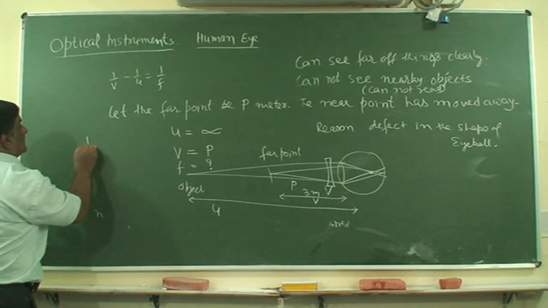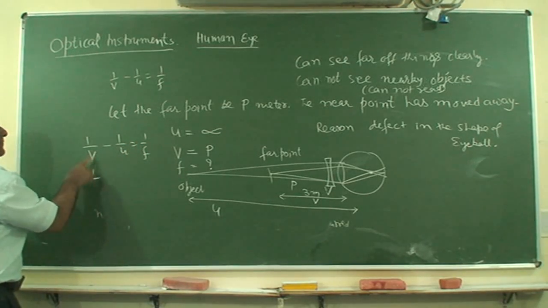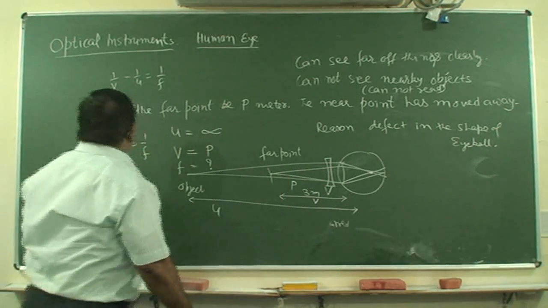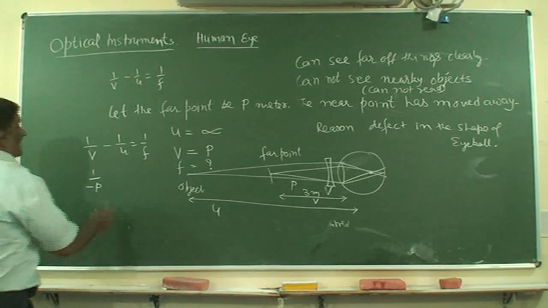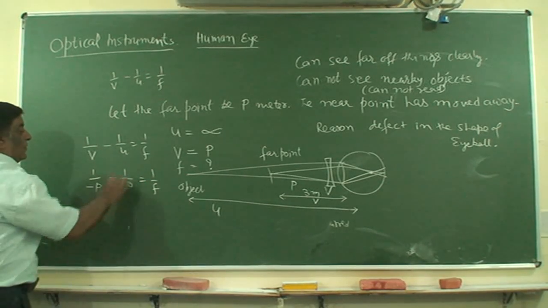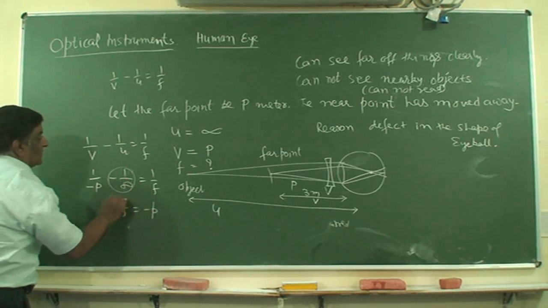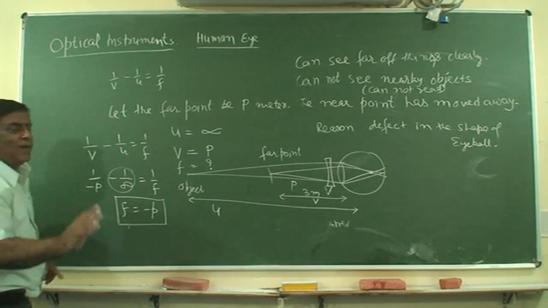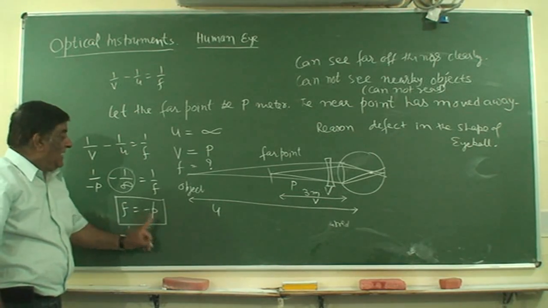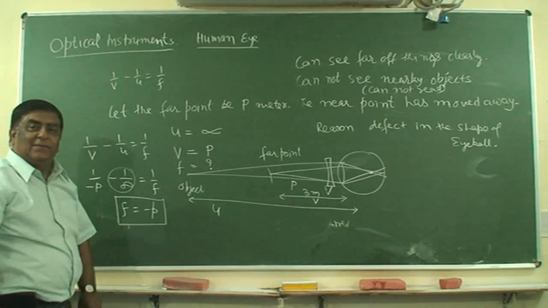Now we make this relation as 1/v minus 1/u is equal to 1/f. 1/v. v is how much? P on which side? On this side of the lens, and this side is negative. Minus P. Minus 1/infinity is equal to 1/f. So this becomes 0. So what do we get here? f is equal to minus P. It has become a very simple relation. This minus shows that the lens to be used is a concave lens. And P is what? P is our far point. So that is our focal length.